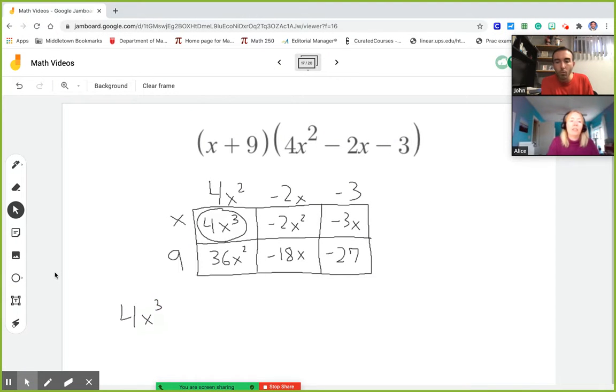And now I'm just going to go on diagonals because these are like terms and these are like terms. So first I'm going to do negative 2x squared plus 36x squared. And that's going to give me 34x squared. And then I'm going to do negative 3x plus negative 18x, which gives me negative 21x. And then the final box is also going to be by itself because it's the only term without an x. So it's just going to be negative 27. And that is our answer.